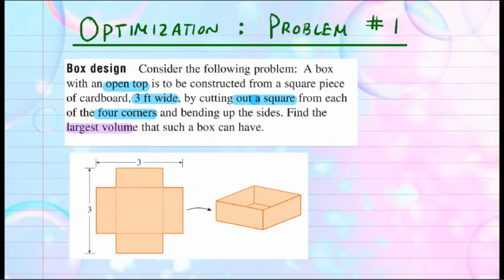Now, if you open it up, then it looks like this. And you're cutting off the edges, and then you fold it up. So you fold up this corner, this corner, this corner, and that corner. And it creates that box with an open top.